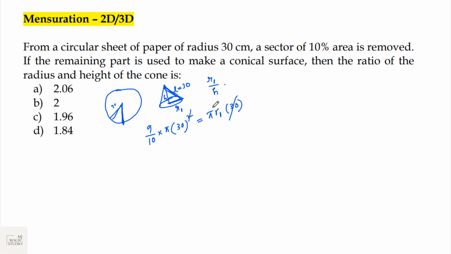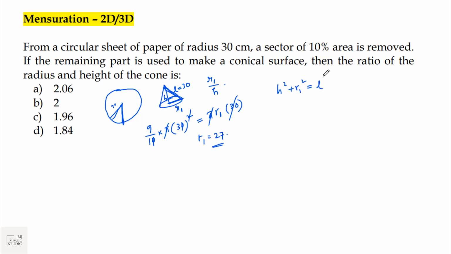So let us solve this and find the value of r1. Pi gone. r1 is 27. That means the radius of the cone is 27. We need to find the height.